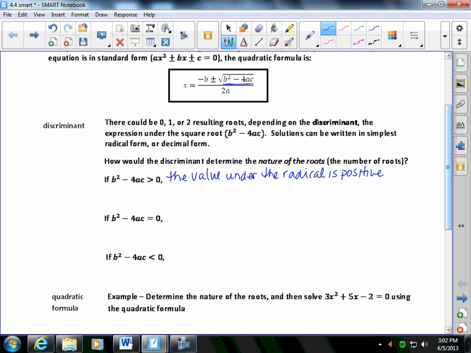Okay, if it's greater than 0, so we know it has to be positive, that means that results in 2 possible solutions, or roots.